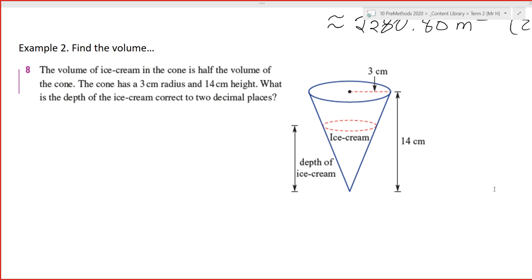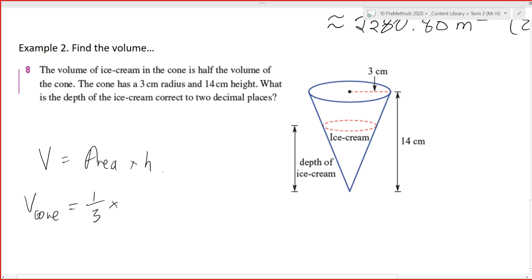So we're just working out the total volume first. Good job. You may remember the volume is the area of the base times the height. Okay? We know the volume of a cone. Hopefully you remember there's a special fraction at the front.